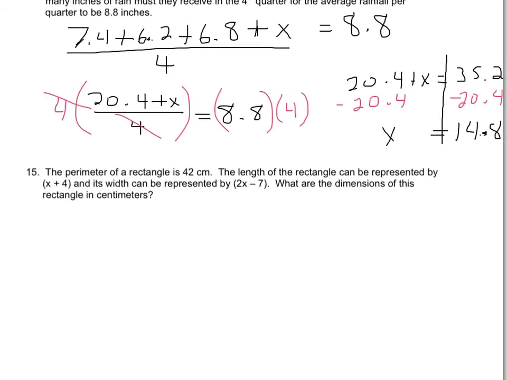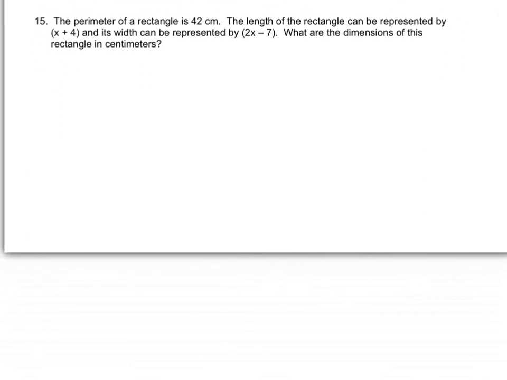And number 15, the perimeter of a rectangle is 42 centimeters. The length of the rectangle can be represented by x plus 4, and its width can be represented by 2x minus 7. What are the dimensions of this rectangle in centimeters?